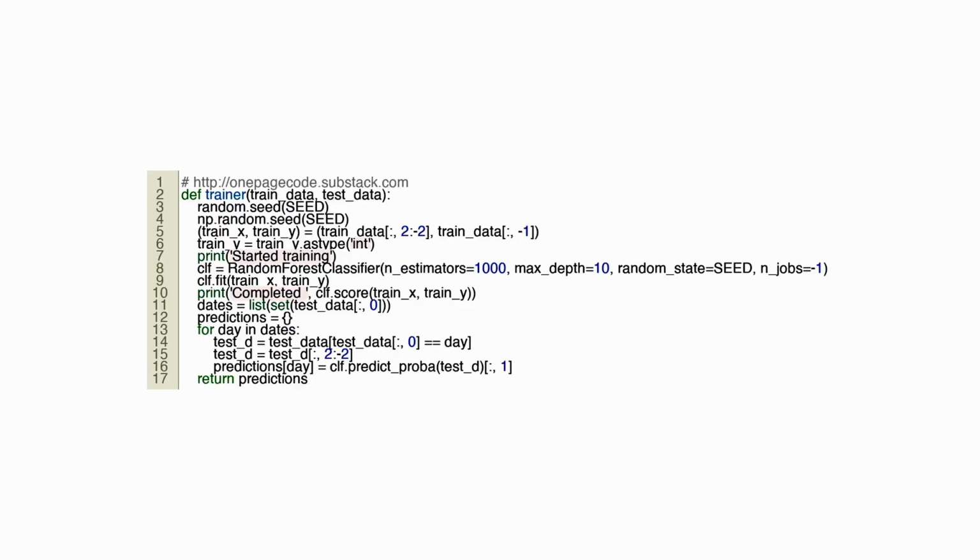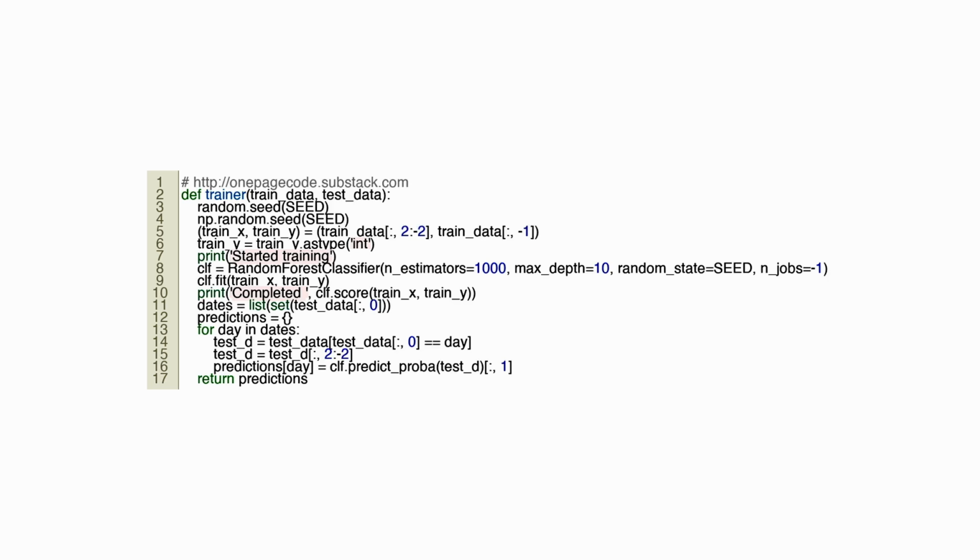The code takes in two sets of data, namely the training data and test data. It then sets the random seed to a specific value for reproducibility and uses this value to seed both the random and NumPy libraries. Next, it extracts the input features, train X, and the target labels, train Y, from the training data.